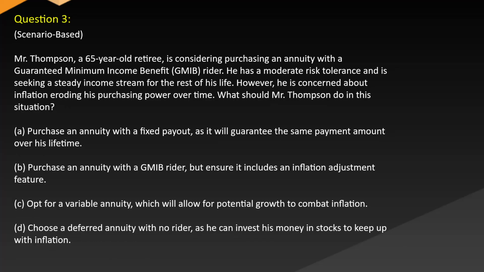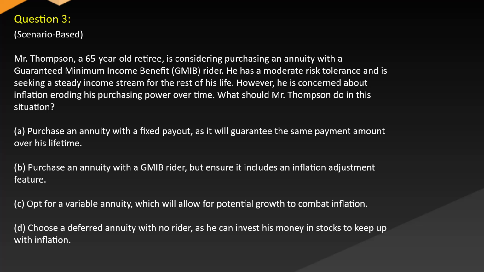Mr. Thompson, a 65-year-old retiree, is considering purchasing an annuity with a guaranteed minimum income benefit (GMIB) rider. He has a moderate risk tolerance and is seeking a steady income stream for the rest of his life. However, he is concerned about inflation eroding his purchasing power over time. What should Mr. Thompson do in this situation?